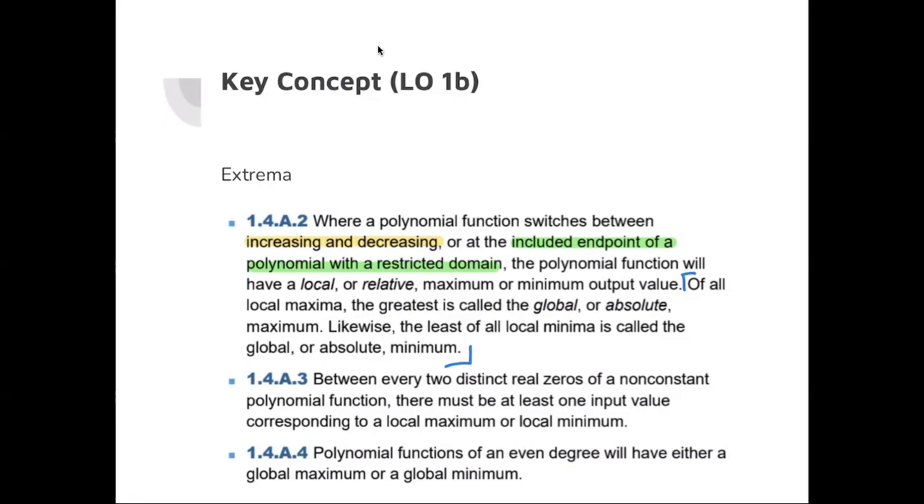Second important thing that you must know according to College Board is between every two distinct real zeros of a non-constant polynomial function, there must be at least one input value corresponding to a local maximum or local minimum. What this is, I'll draw a picture or a graph for you.